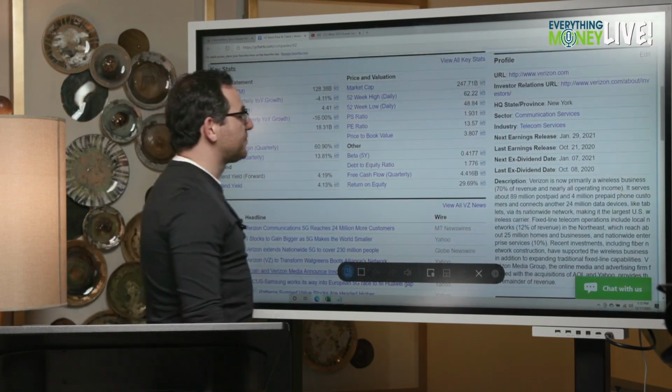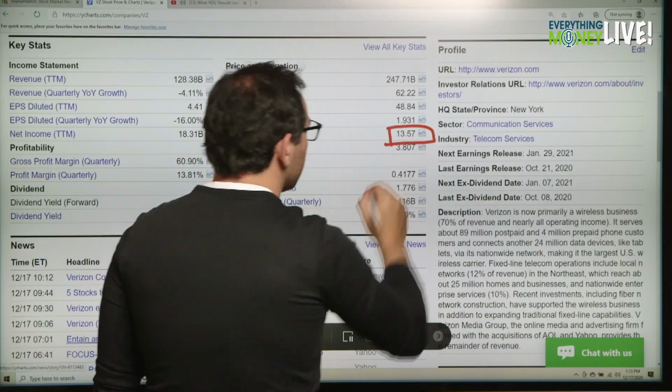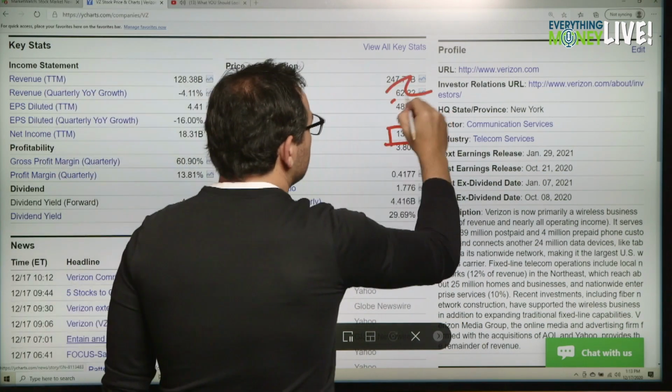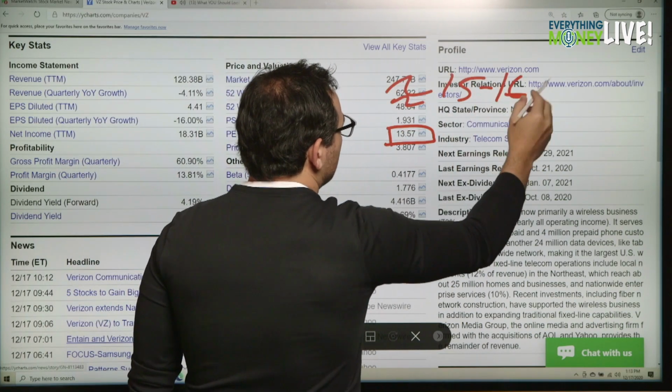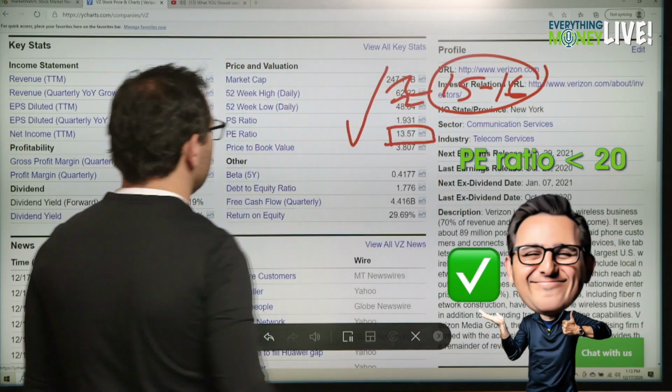Okay, pillar number 1 is PE ratio. This is price to earnings, folks. We want this less than 20. It's 13.57. Historically, it's around 15 or 16. So this is a check mark here. I like that so far.